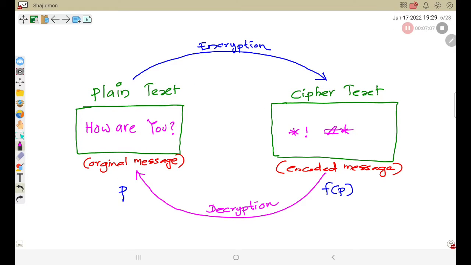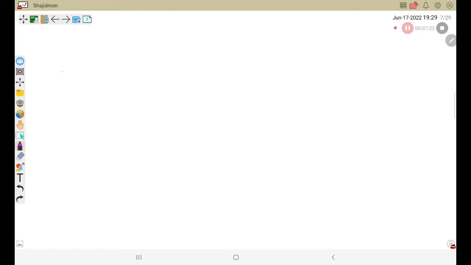So you can understand from here, and just remember the notation. Plain text we are representing by P, and coded message, cipher text, we are representing by f of p. So you can be clear like this: encryption part and decryption part.